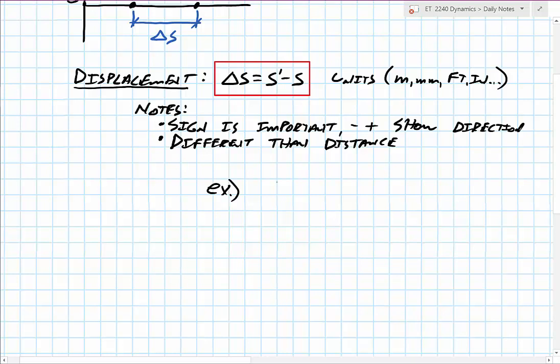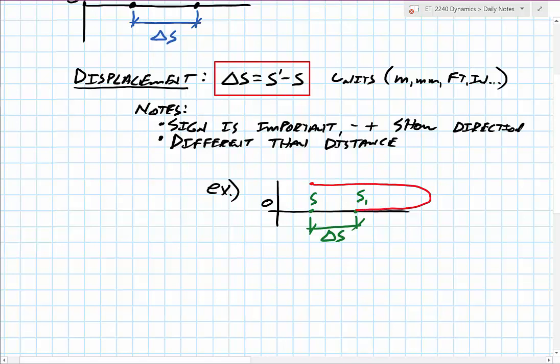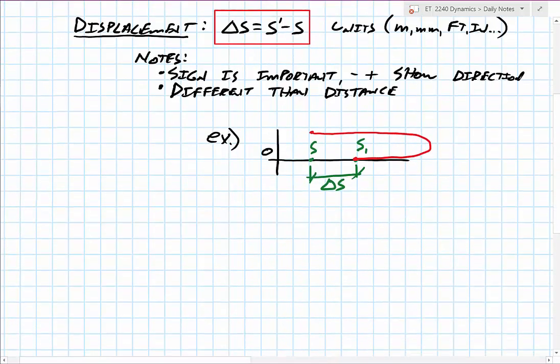For example, if I were to look at the same 2D line here and I had some initial point S and some final point S1, I know that my delta S is just the difference between those two. However, it doesn't indicate how I got there. Maybe I started off here and went all over here and then turned around and came all the way back. And clearly my distance would be much greater in that case than the displacement.